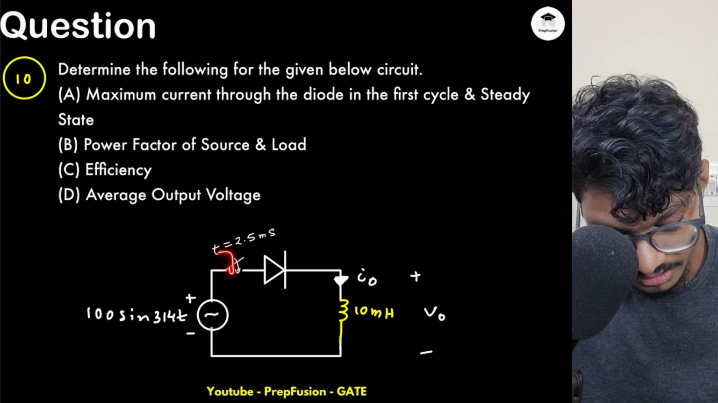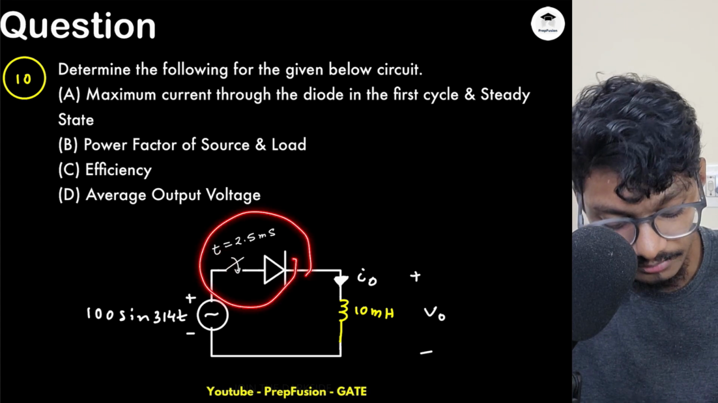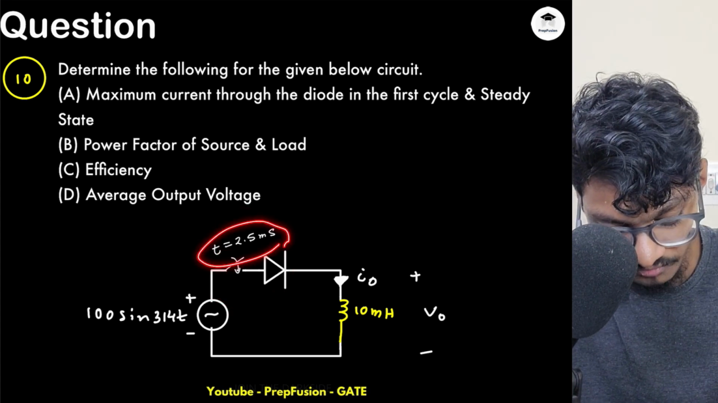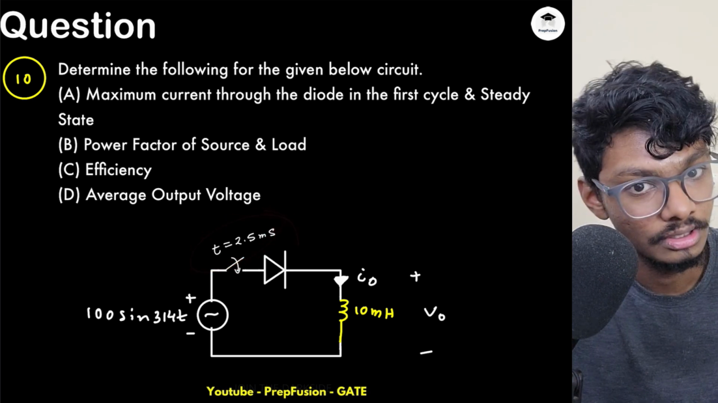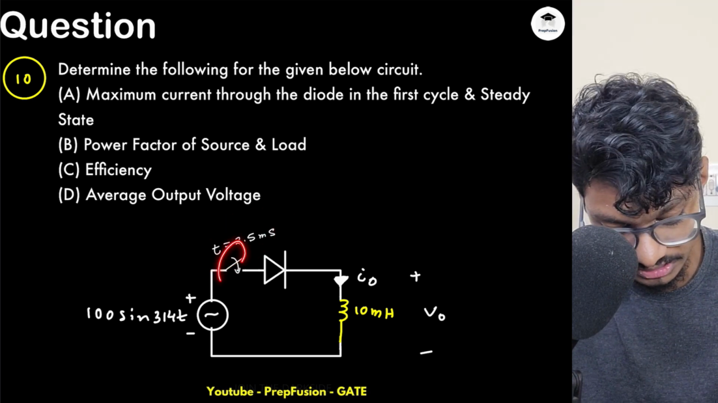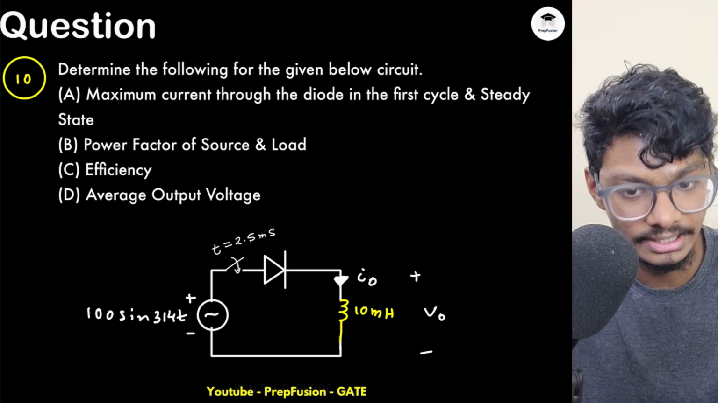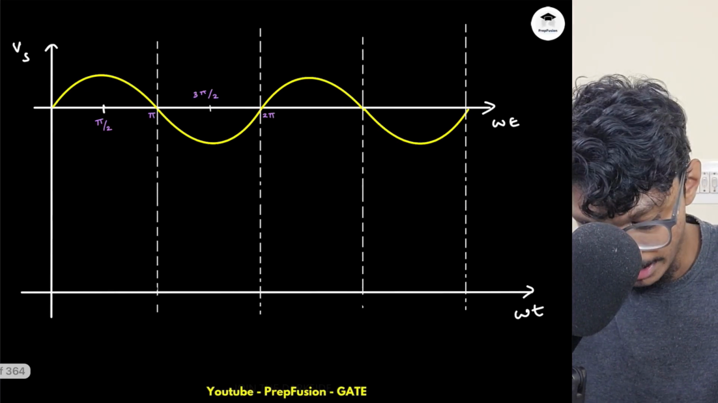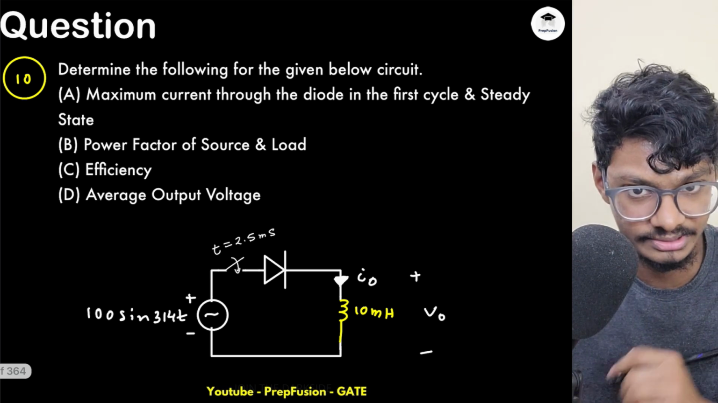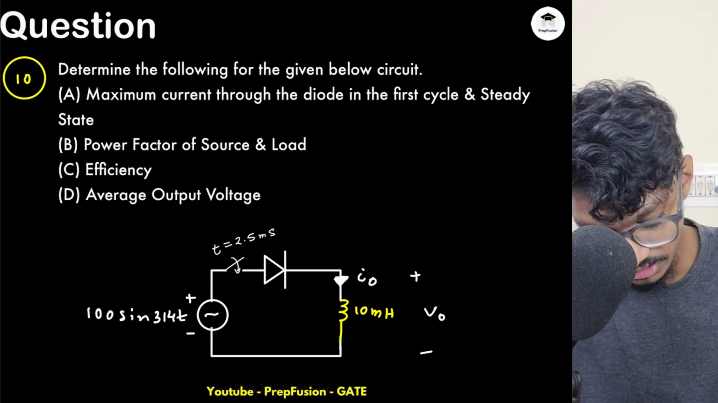I am triggering it. This is just like a trigger, right? I'm just turning it on at t equals 2.5 milliseconds. After that, I'm not turning it on again. This is just a switch. So what will happen if I have this supply, and what is t equal to 2.5 milliseconds? In the previous lecture I told you a shortcut, right? If I have 50 hertz, so this is a 50 hertz supply, right?